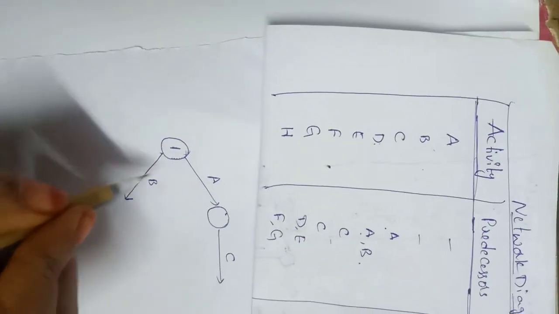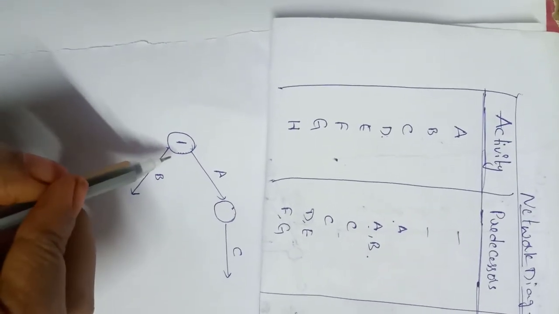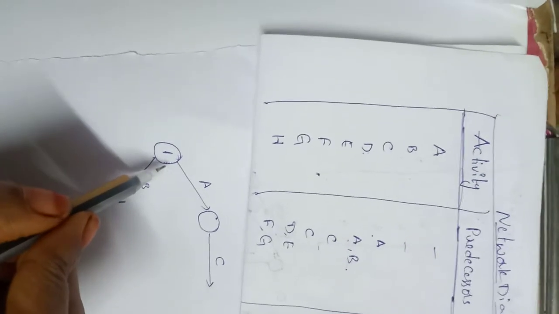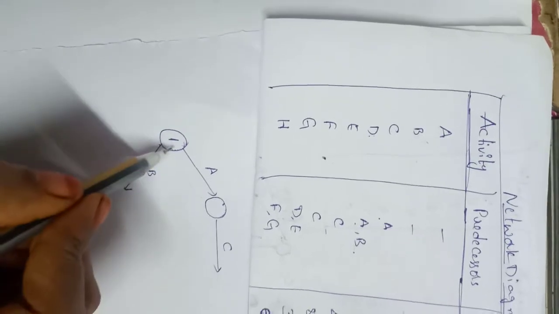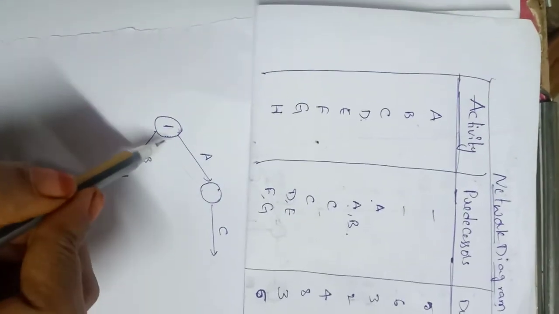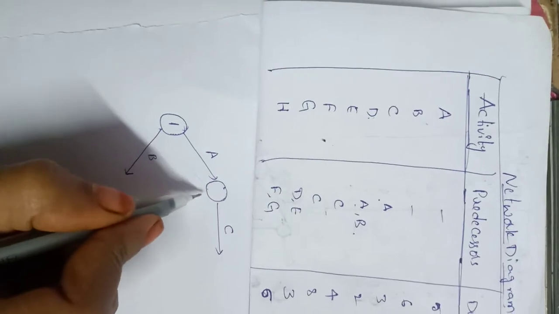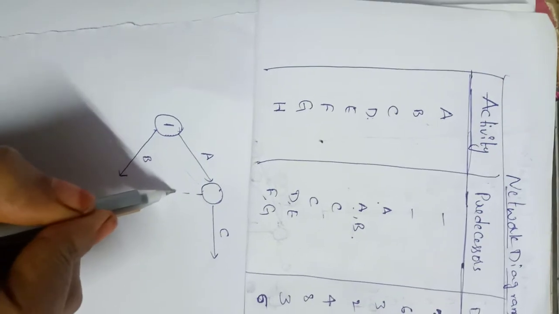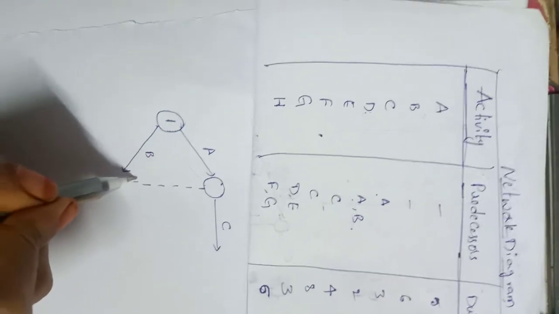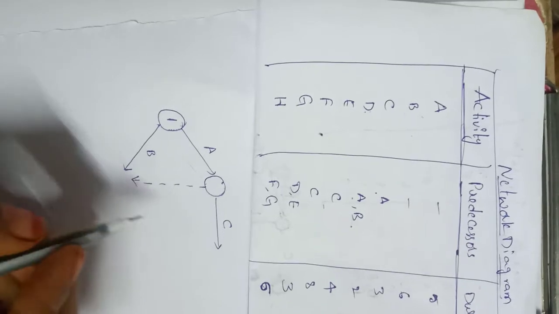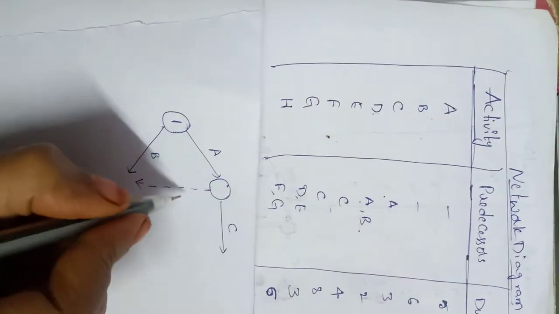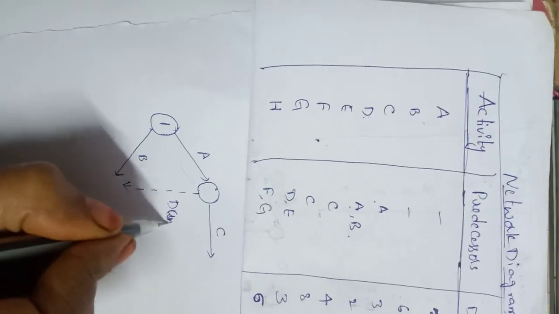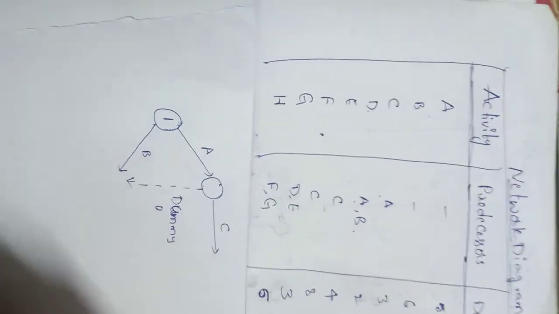But here these A and B are starting at one node, so they should never end at the same node. If they end at the same node, we would have to draw two parallel lines from node 1 to node 2. That will not be a correct method for drawing a network. So to avoid that problem, I'll use one dummy arrow over here. This dummy arrow will not consume any resources. It has a duration of 0.